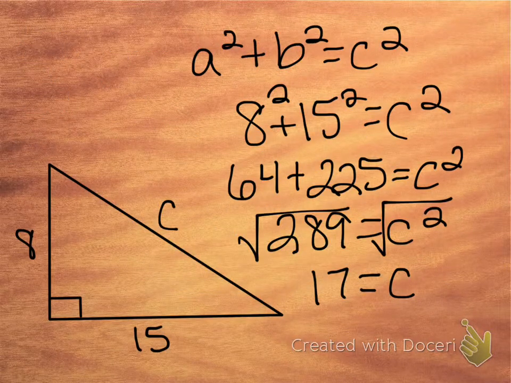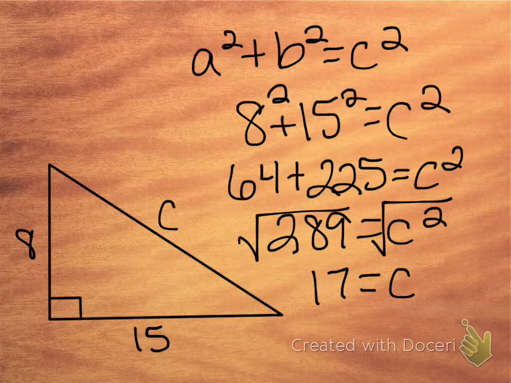Now, in this example, we're given the leg values of 8 and 15. So if we plug that into the Pythagorean theorem, we would have 8 squared plus 15 squared equals C squared. And we just solve it from there. 8 squared is 64, 15 squared is 225. We add those together, we get 289. The square root of 289 is 17 because we wanted to get C by itself, and we didn't want what C squared was. So the square root of C squared is C, so C equals 17.